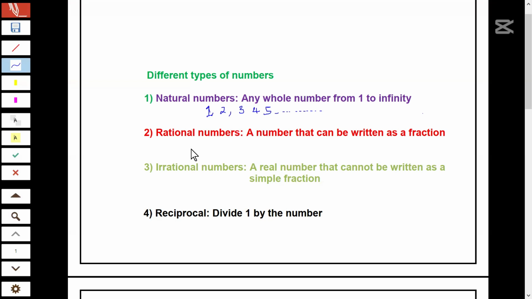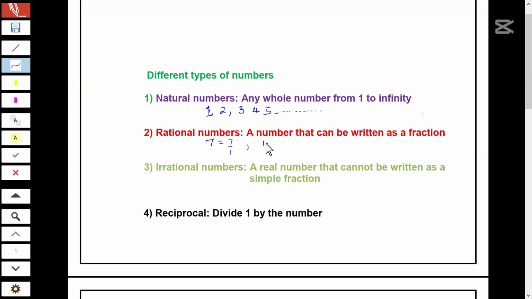Now, the second type of number here is rational numbers. A rational number is a number that can be written or expressed as a fraction. For example, 7. 7 can be expressed as 7 over 1. And so that's why 7 is a rational number.